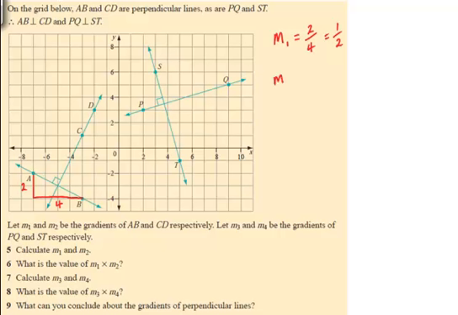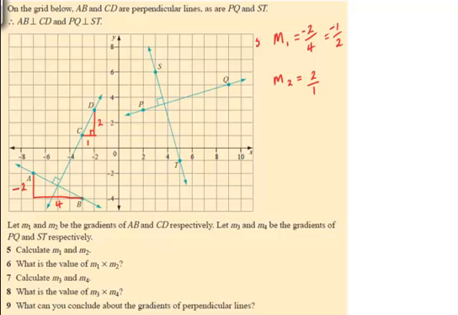Our gradient for M2, remember, is CD. If we look at the points C and D and the line they're on, we have a rise of 2 and a run of 1. So M2 has a gradient of 2 over 1. Now, one thing I've forgotten: on AB, because the line was sloping down, I should have had a negative rise. So my gradient is negative 1 over 2.